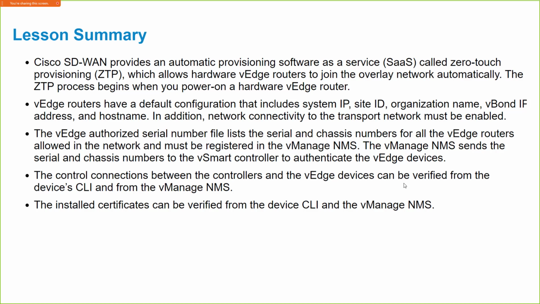The serial number file lists the serial and chassis numbers for all the vEdge routers that are allowed in the network. Those have to be registered to the vManage NMS, and then the vManage NMS sends the serial and chassis numbers to the vSmart controller, which then allows us to authenticate the vEdge devices to the vSmart controller so they can join the fabric.